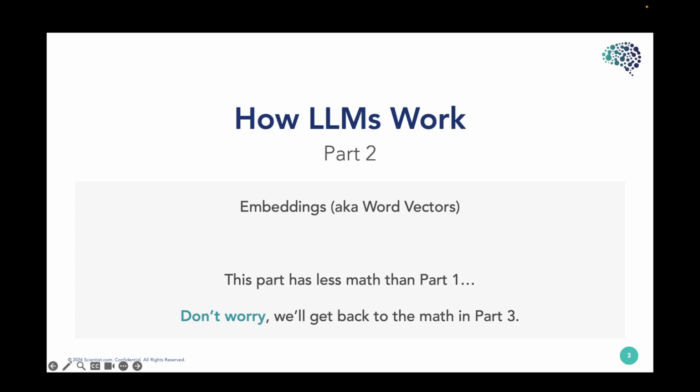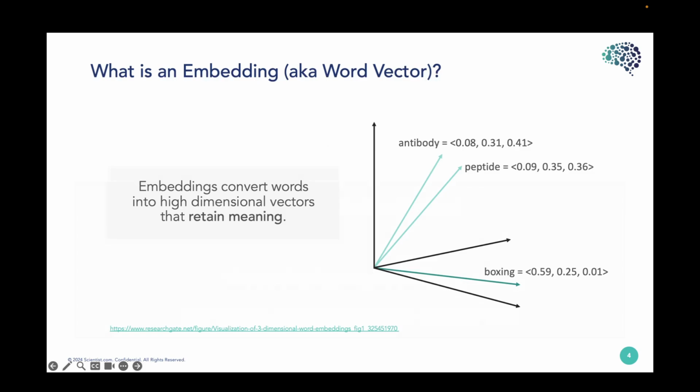we talk about attention. So what is an embedding? Well, embeddings convert words into high-dimensional vectors that retain meaning. Right? So what does that mean? Well, I'm showing a couple of vectors here to the right. These are low-dimensional, just 3-dimensional vectors, because it's easier to display. What happens is when you create an embedding, or we create a word vector, words that are similar in meaning appear close in meaning space.